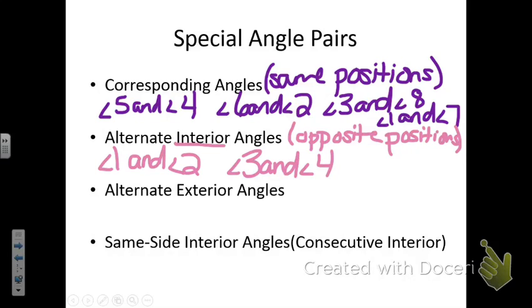Let's look at the next pair, alternate exterior. Keyword there, exterior means outside or outer. So my outside angles here are 5, 6, 7, and 8. 6 and 7 are in opposite positions, just like the last ones. So 6 and 7 would be a pair. And 5 and 8 would be another pair.